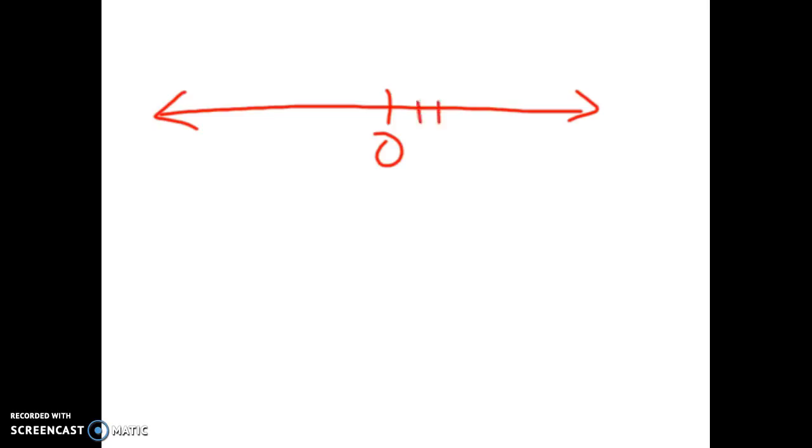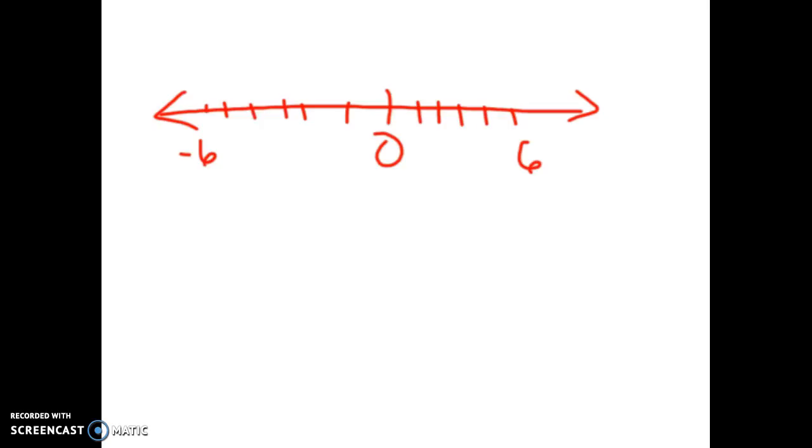Today we're going to be talking about absolute value. Absolute value is the distance from zero. So if we have our number line here, with positive numbers to the right and negative numbers to the left, our numbers would be 6 and -6. Each mark is representing 1.